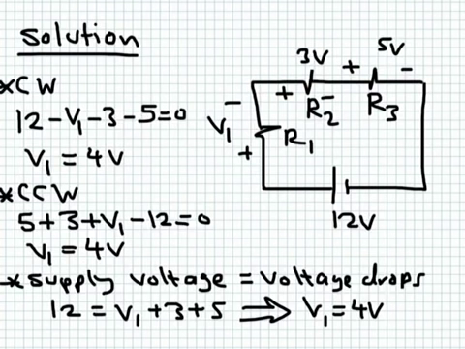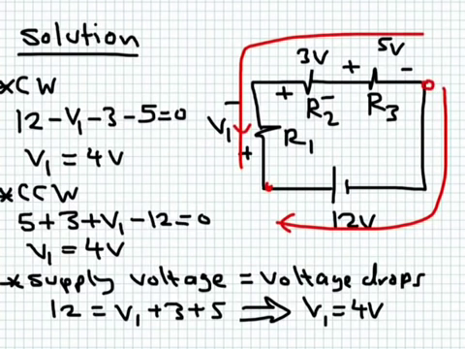In that case, you are moving clockwise from here to here between these 2 points, and counterclockwise from here to here between these 2 points. So you can simply say that 12, negative to positive, is equal to 5 plus 3 plus V1, which gives exactly the same answer. So it's very important to understand that KVL can be applied in many different forms, three forms specifically.